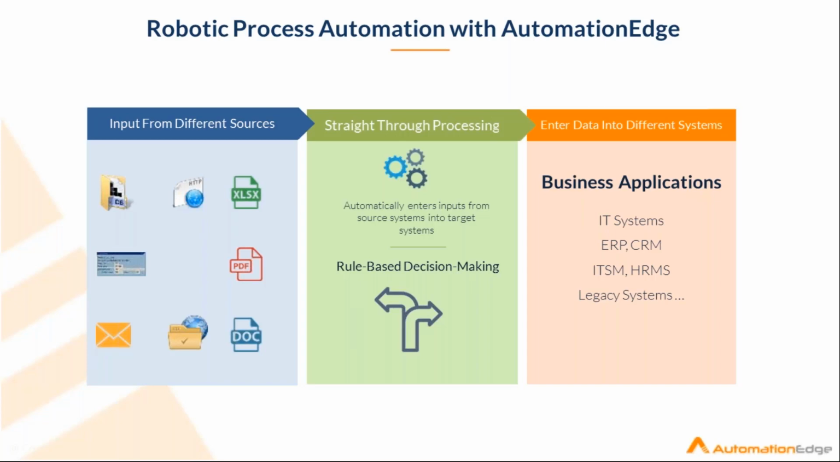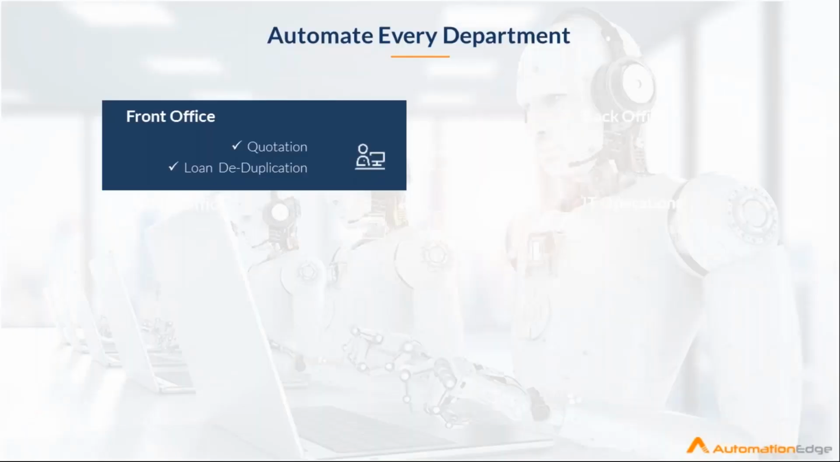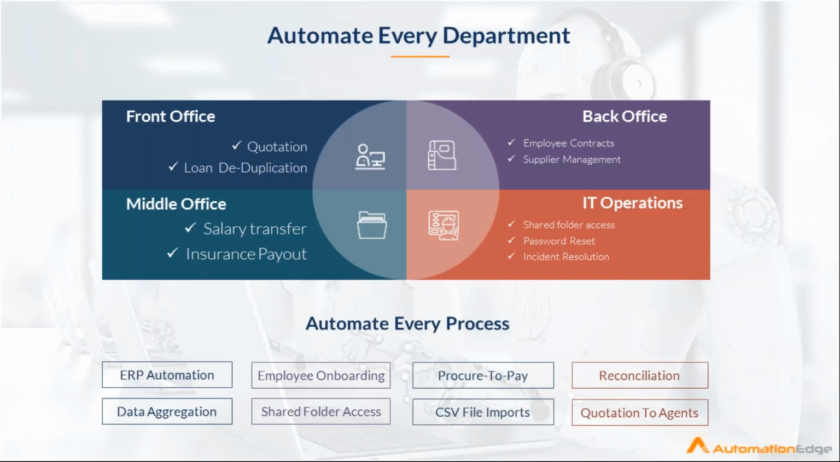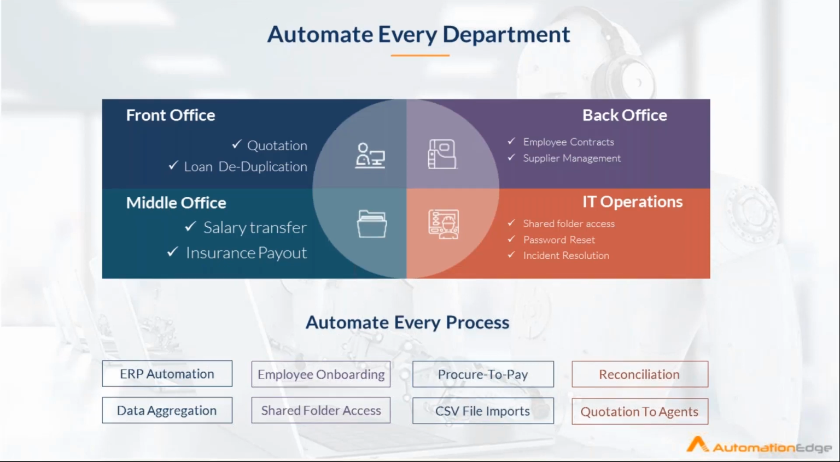So with that approach, you can practically automate every department, whether it is front office, middle office, back office, or IT operations. And the focus of our webinar today is more on back office and non-IT automation. But you can apply it to other areas as well within your company. Things like ERP automation or reconciliations, and many different areas where you can use our technology, AutomationEdge and RPA.